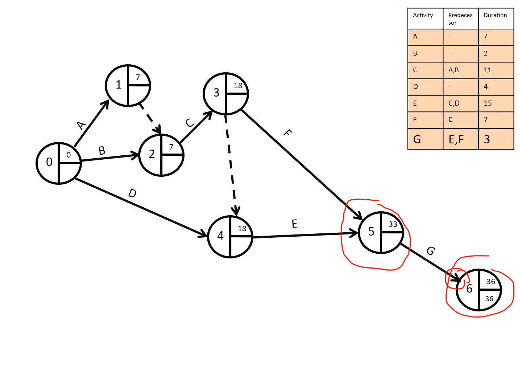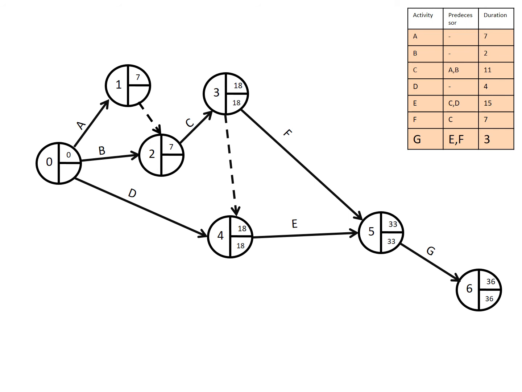So the latest finish time and the earliest finish time must be equal. Okay, so this one is 36 and I also have 36 on the other side. Remove the duration and that will give me the next thing, which is going to be 33. And now I keep on working back. 33 minus E, which is 15, will give me 18. 33 minus 7 will give me something, and I will add 18.